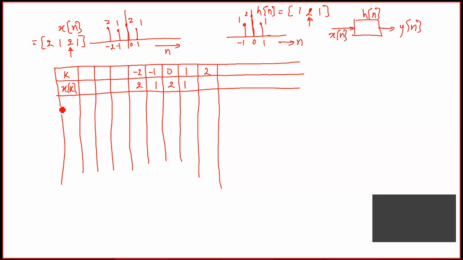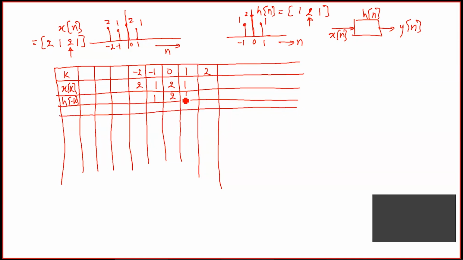Now comes the interesting part. Once we try to write the values for h of -k, the flipped version. The flipped version is also the same as the main version, because if you flip it, you end up getting the same thing back. So 1, 2, 1. So it will still be 1, 2 and 1. So this is your h of -k.